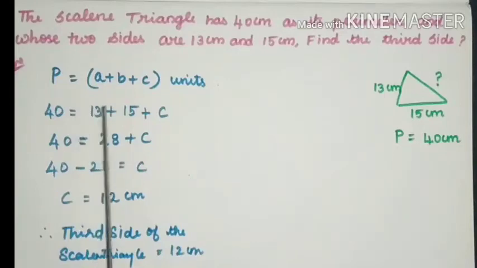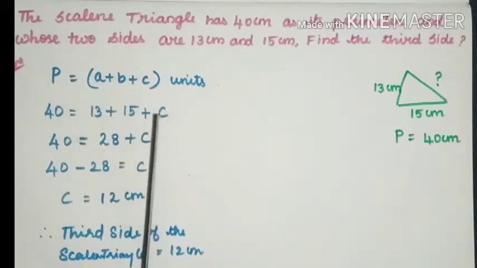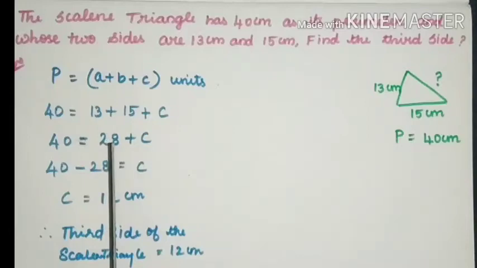40 equal to 13 plus 15 plus C. To find the third side, we have to move plus 28 to the left hand side. That is 40 minus 28 equal to C. The third side of the triangle is equal to 12 centimeter.